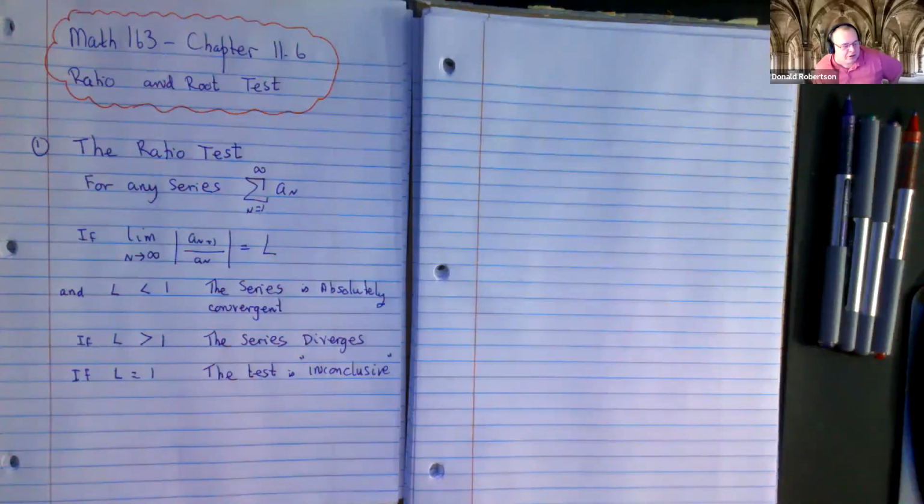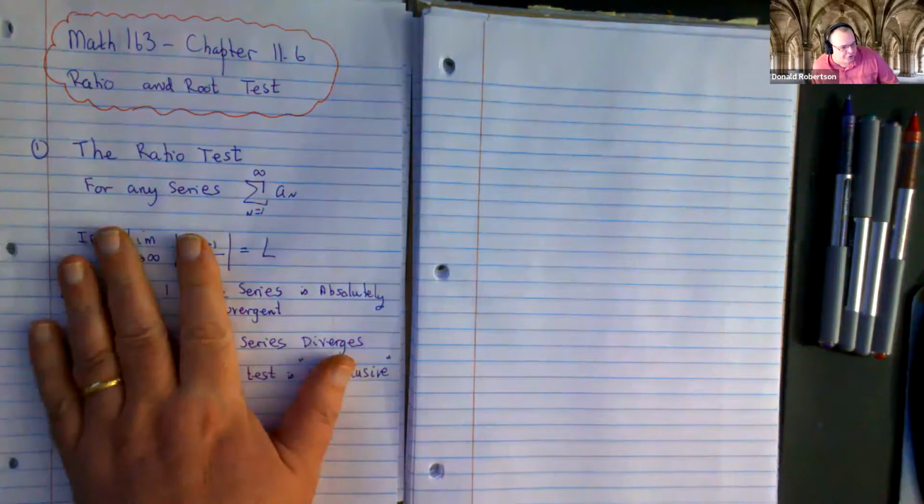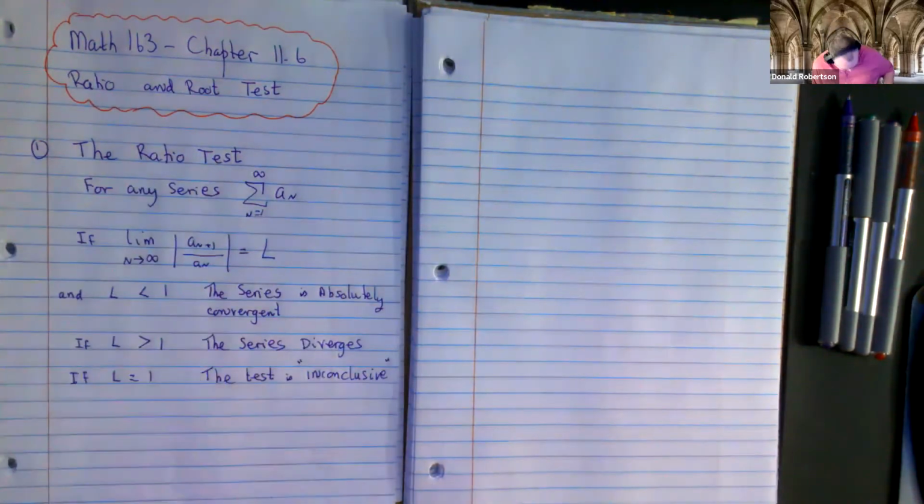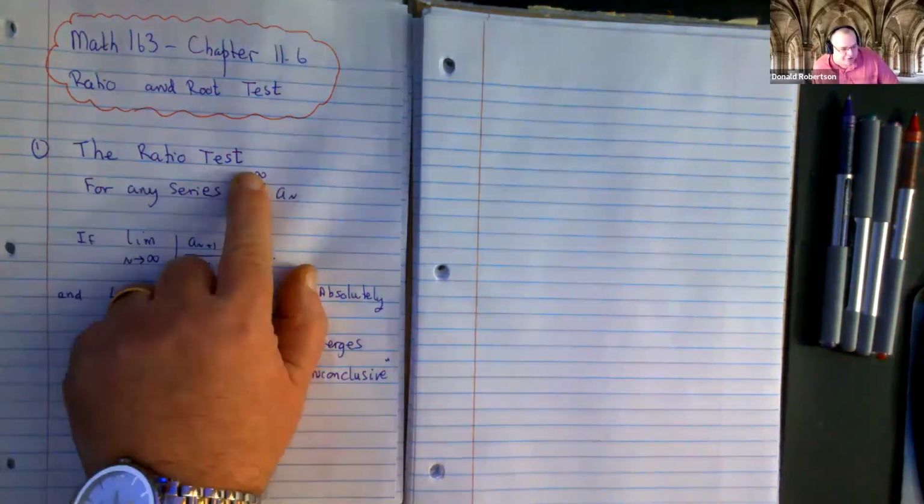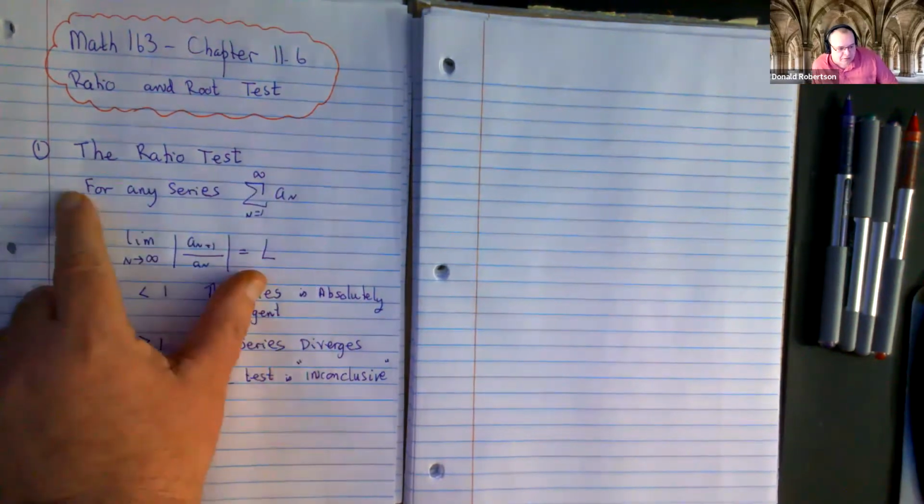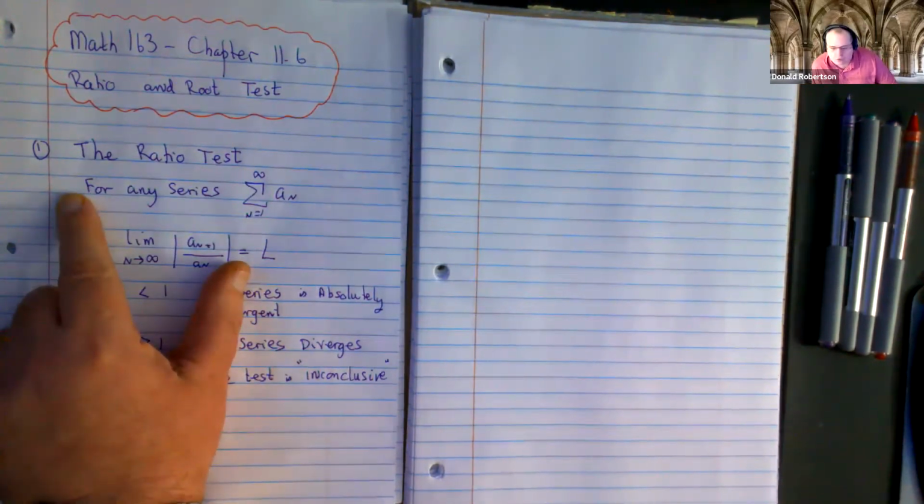11.6, and we're going to look at our last two tests essentially, and they're called the ratio and the root test. So pretty much you're just going to use this to test whether a series is absolutely convergent or not. So the ratio test first. It's very versatile. You can use it on virtually any series you want.